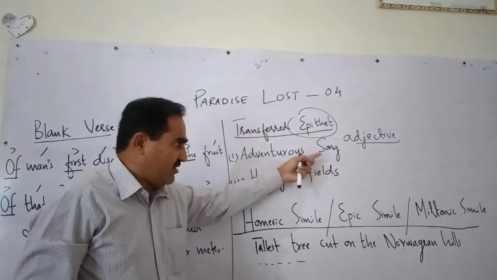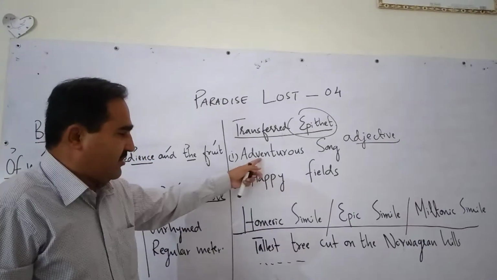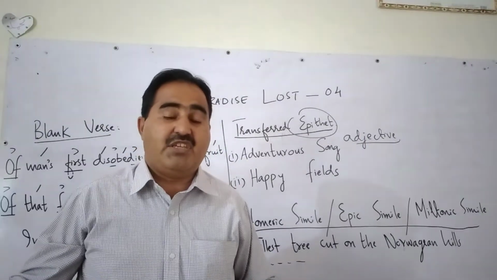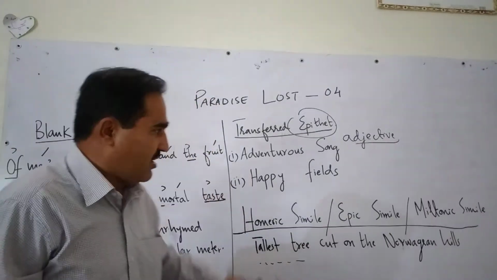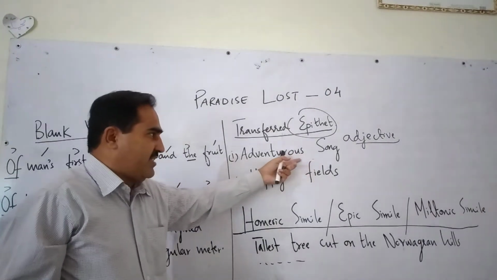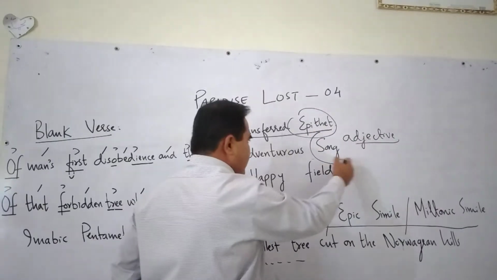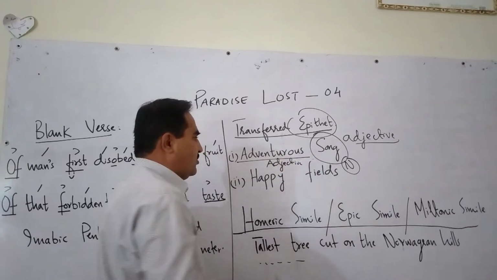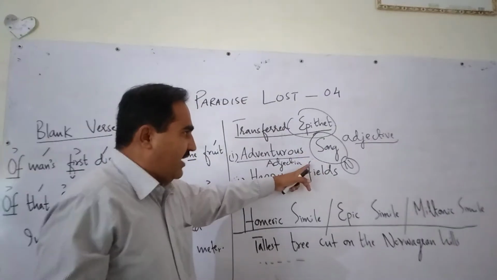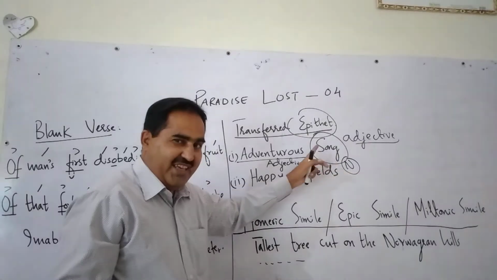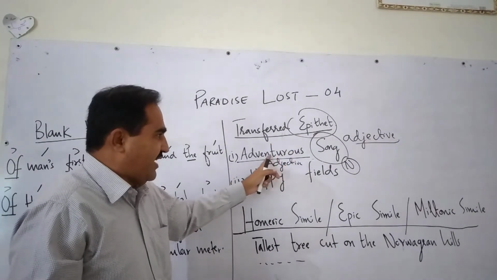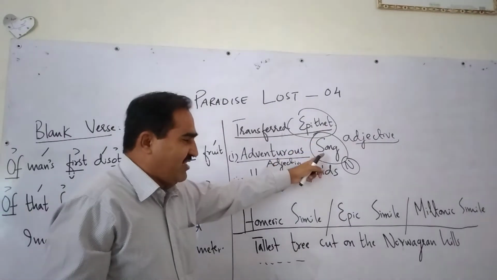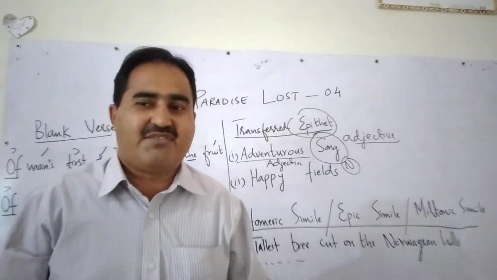One is Adventurous Song. This is there in the first 26 lines, when Milton seeks invocation of muse, and he invokes that muse and he seeks help from the muse. Adventurous song is a phrase that he has used for his epic. Now, song is noun and this adventurous is adjective. Now, song cannot be adventurous. In fact, the person who is singing that song is adventurous. This means that this adjective, this epithet adventurous has shifted from the singer to the song. That's why it is transferred epithet.